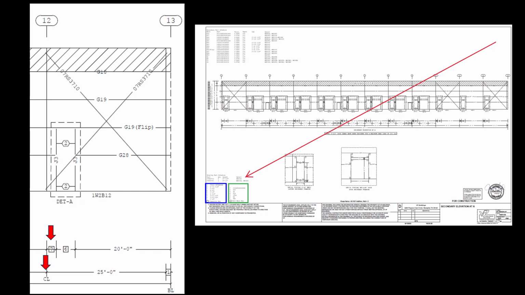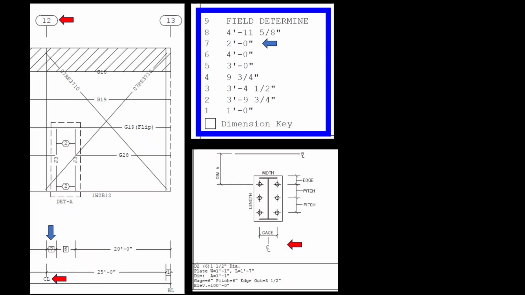In order to understand these drawings, we're going to need to understand some terms and some other information that can be found in the keys at the corner of the drawing. The red arrows are explaining the meaning of CL, or center line. Center line is an imaginary line drawn through the center of the column or through the center of an anchor bolt pattern. The blue arrow points to the number 7.